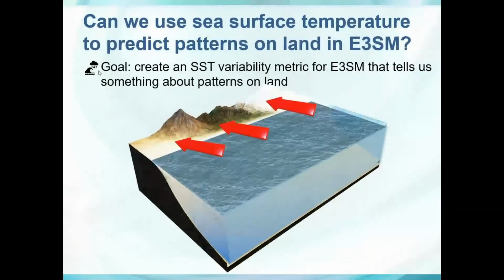So I started working on this a while back with the goal of relating sea surface temperature to patterns over land in E3SM. So this could look something like examining the relationship of sea surface temperature variability to precipitation or chlorophyll patterns, for example. So an example scenario would be something like, how does the sea surface temperature variability in the northern Pacific, for example, affect precipitation availability over the Great Plains? So these are the kind of questions we're trying to answer.